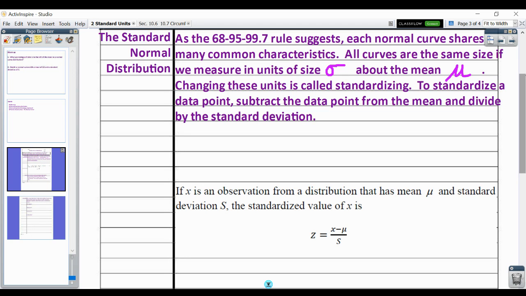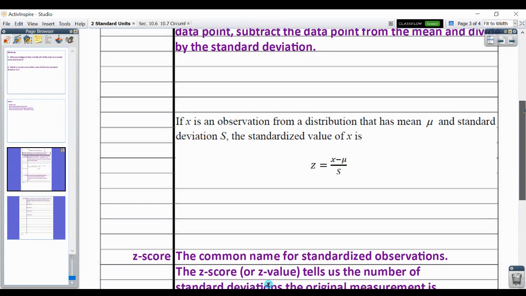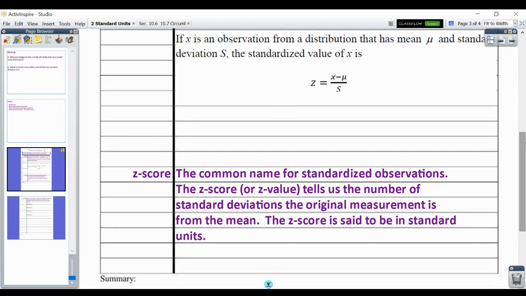So you can pause this video for just a minute and copy all this information down. And then z. A lot of times when we standardize these units, we use the variable z, and that's called the z-score. It tells us the number of standard deviations the original measurement is from the mean. The z-score is said to be in standard units.